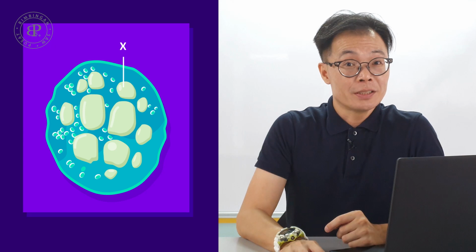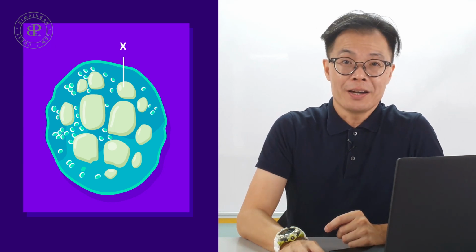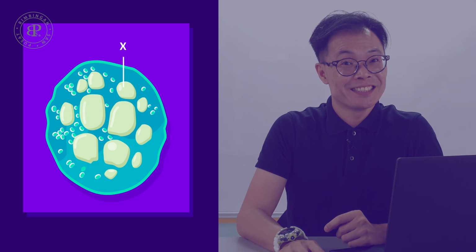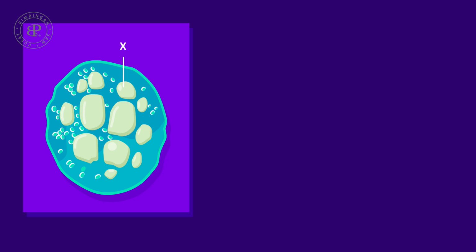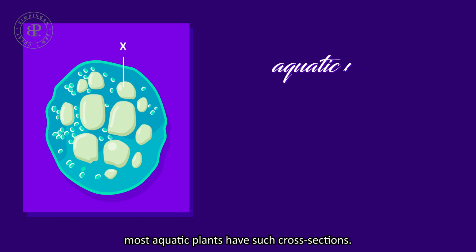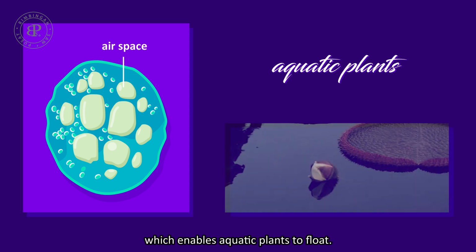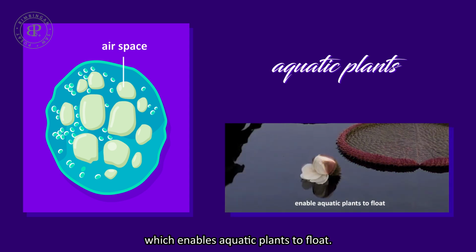Based on this picture, can you name the type of plants which have such cross-sections? Based on the picture, most aquatic plants have such cross-sections. The structure labeled X is an airspace which enables aquatic plants to float.